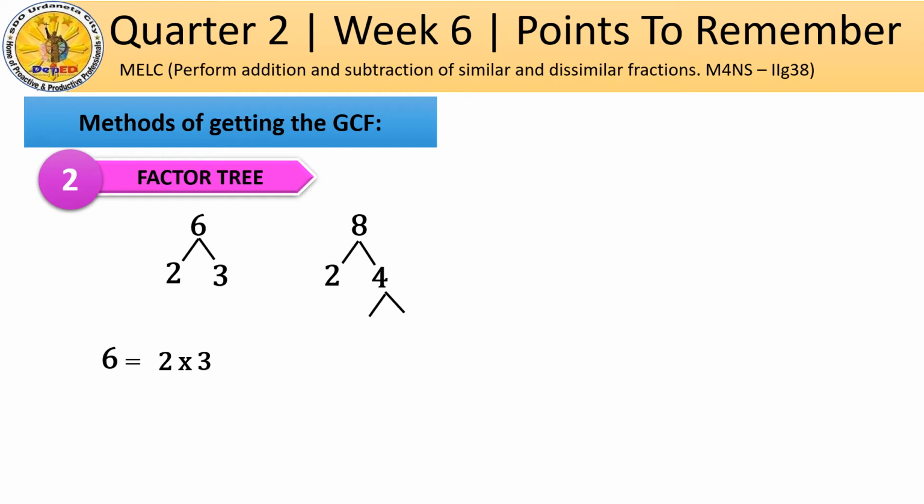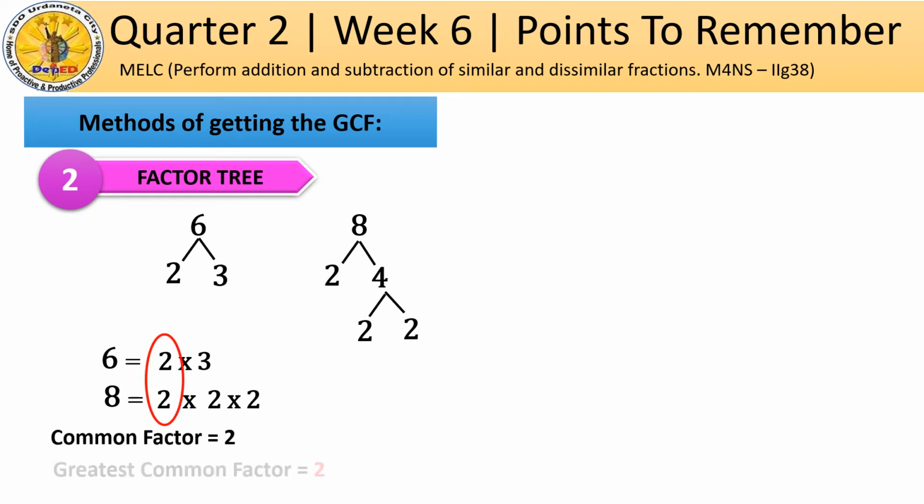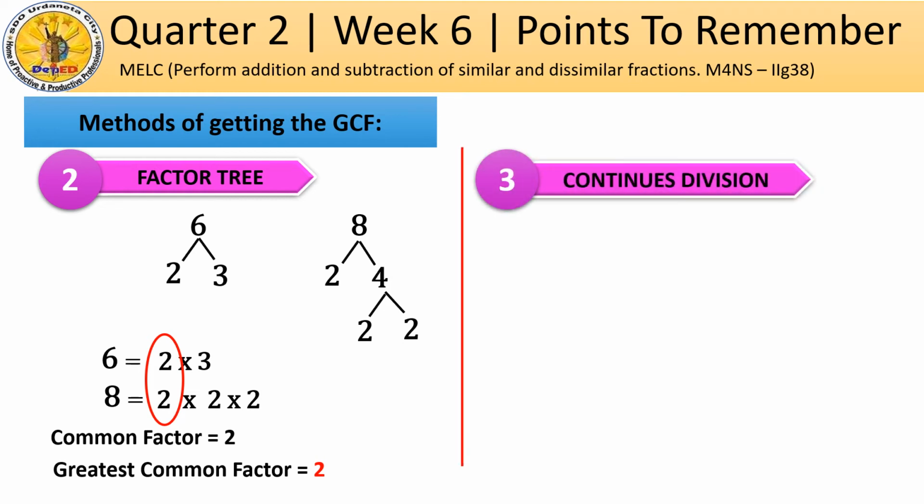So think again of any two numbers that can be multiplied to get 4. So we have 2 times 2. So the prime factors of 8 is 2 times 2 times 2. After writing the prime factors, we will now find the common factor. The common factor of 6 and 8 is 2. So the greatest common factor is 2.